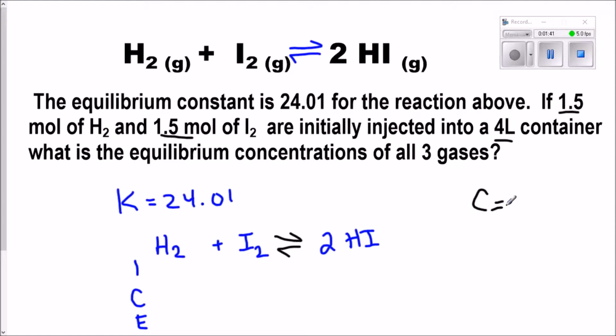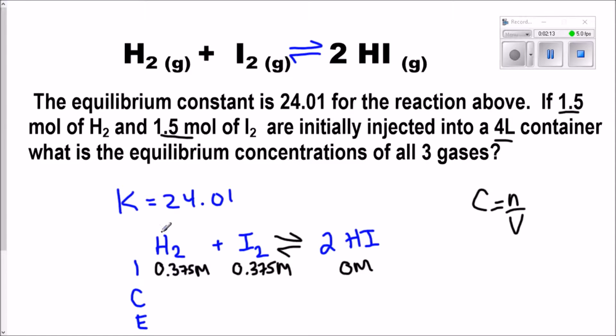So concentration equals moles divided by volume. If I have 1.5 moles, I'm going to divide that by 4, and that means that I've injected 0.375 moles per liter of H2 into the chamber. You can also see I injected the exact same amount of I2 in the chamber, so that's the same. Like I mentioned earlier, we didn't inject any HI in there, so we can assume that that value is 0. So again, this is a harder question than before because we're not given equilibrium concentrations.